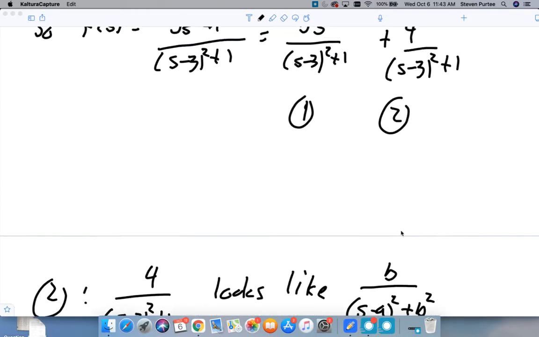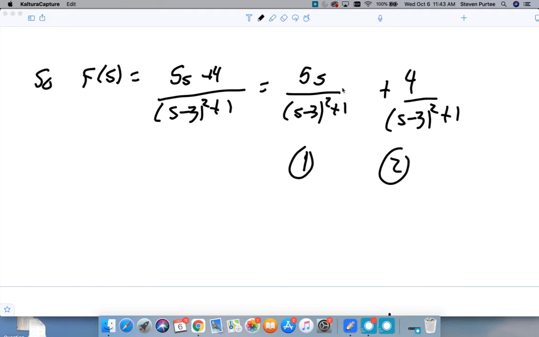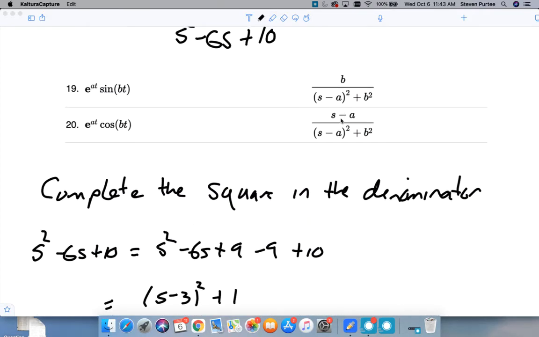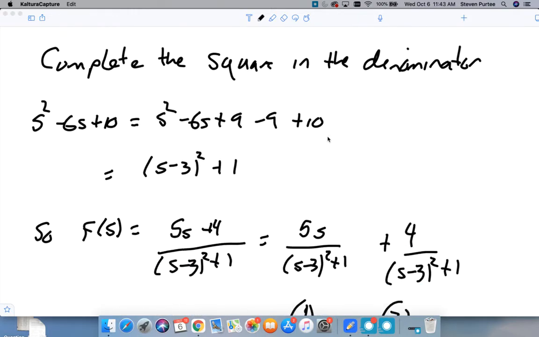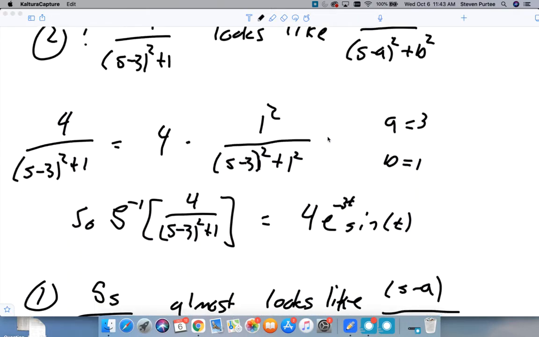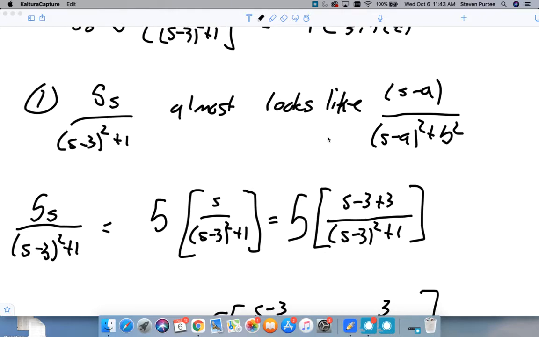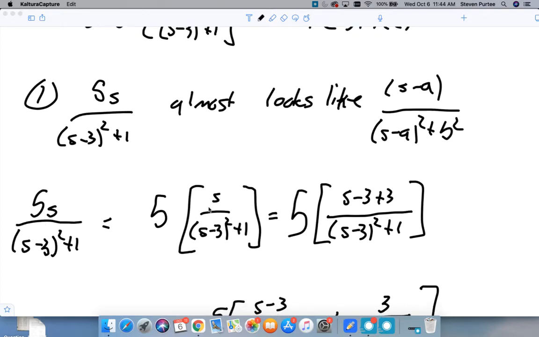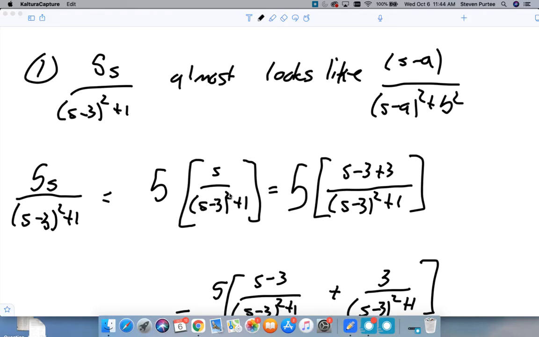Okay, now let's deal with this guy. He's going to be a little more challenging. Remember, I'm shooting for this. I need an s minus a on top. I've got my s. I don't have the minus a. Okay, so we're shooting for something that looks like this. First, I would pull that 5 off the front. Now I have an s minus 3 squared here. I need an s minus 3 on top.